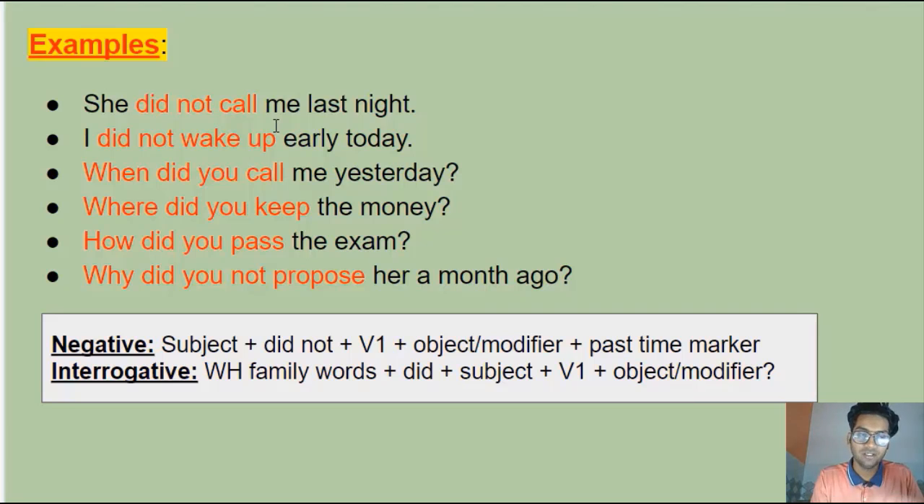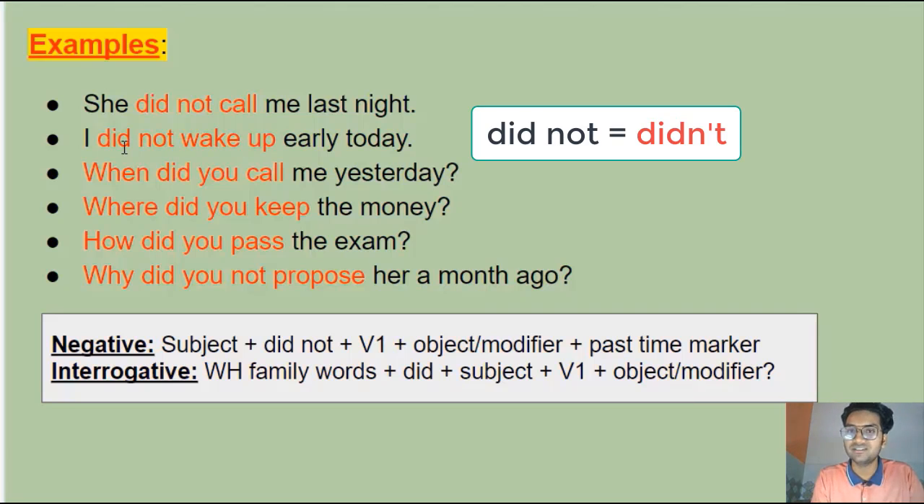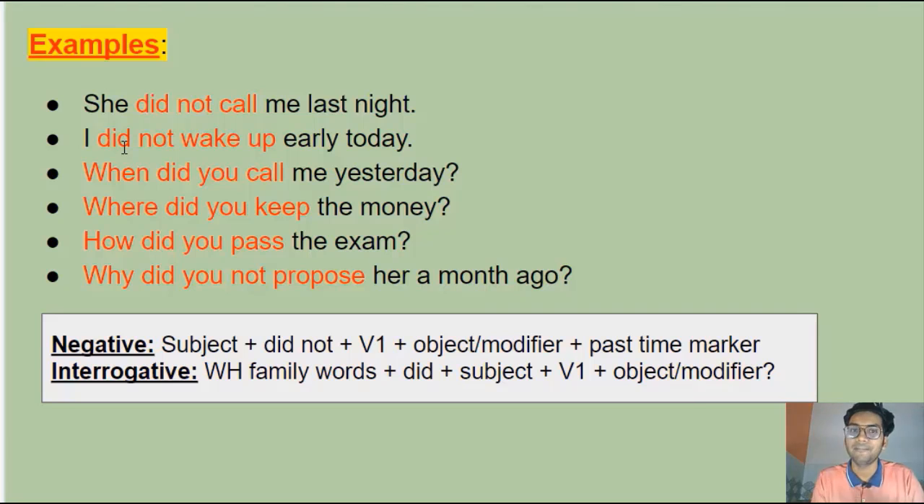He did not call me. You did not call me. Subject can be anything. All right. I did not wake up early today. I'm talking about something that didn't happen in the past. I didn't wake up early today. Did not becomes didn't when you merge it, right? Did not, didn't, which is more common.